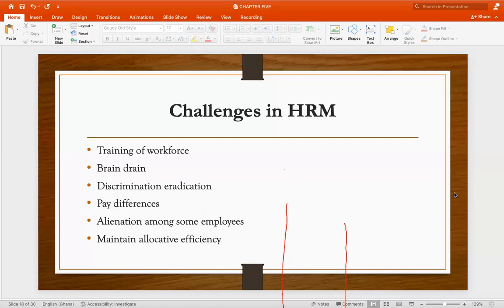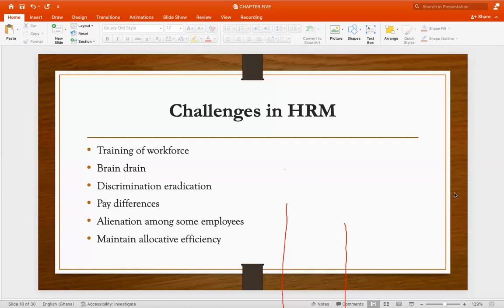And then maintaining allocative efficiency. Maintaining the efficiency of the company is also one big challenge, because you need to take care of the workforce, and the workforce is the one that will be able to keep you at that same level all the time. So maintaining that is one of the challenges, and it's quite difficult.